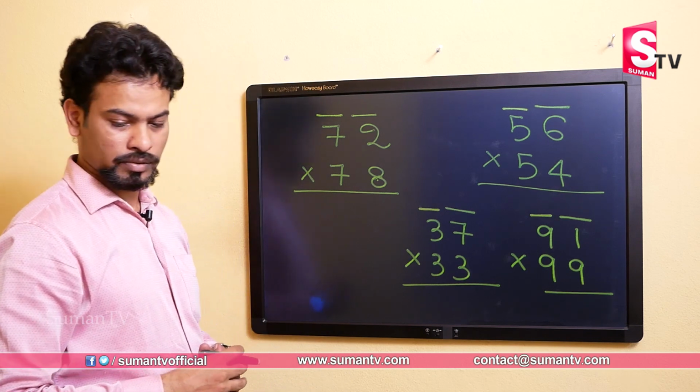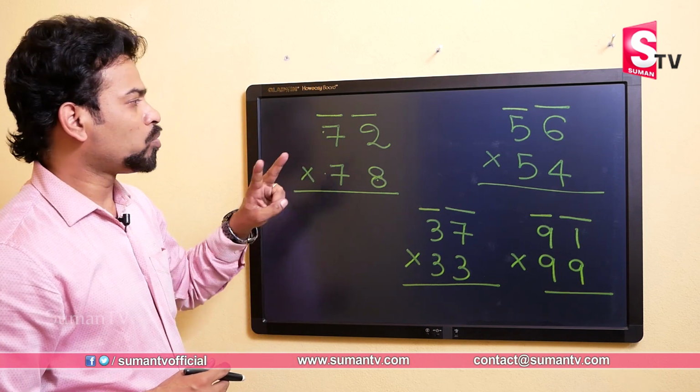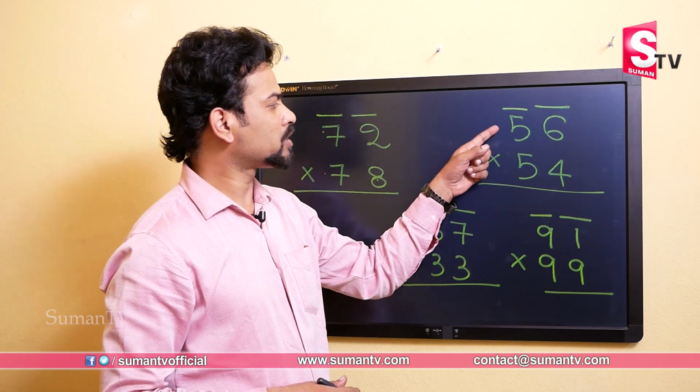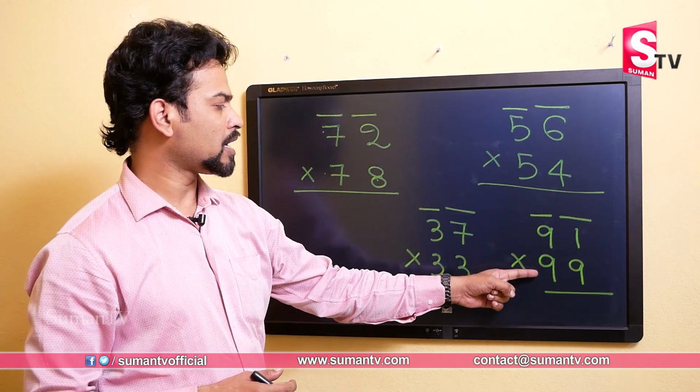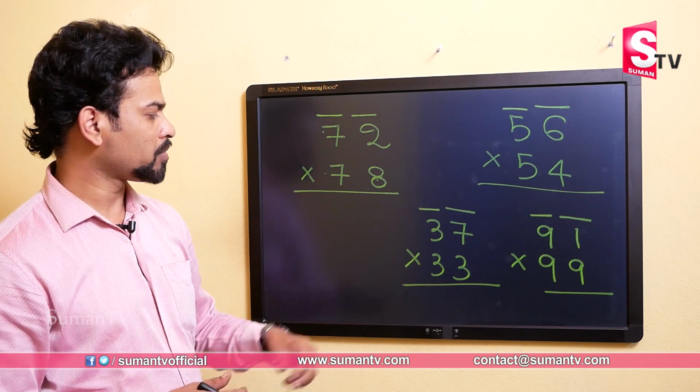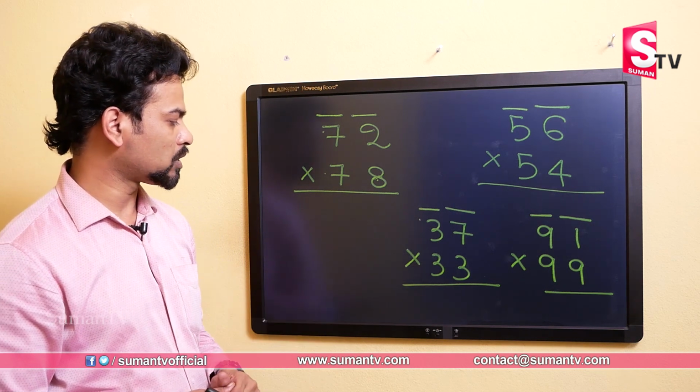Now let's see the tens place. In the tens place, here it is 7 and 7, both the digits are the same. Here it is 5 and 5, both the digits are the same. Here it is 9 and 9, both are the same. Here it is 3 and 3, both are the same.